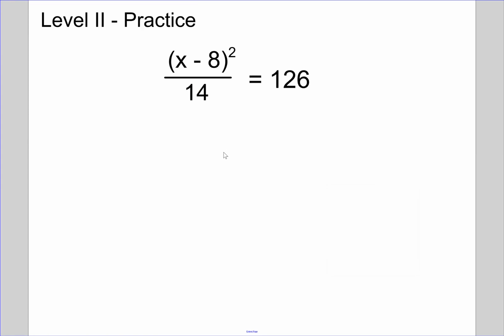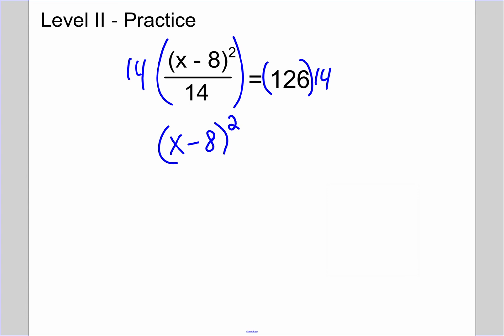All right. Last one for level 2. Go ahead and pause it, take a second, solve it. So we'll go ahead and multiply both sides by 14. So we get x minus 8 quantity squared equals, and even without knowing what the value is, we know we can still take advantage of this symmetry because we have the x minus 8 quantity squared.